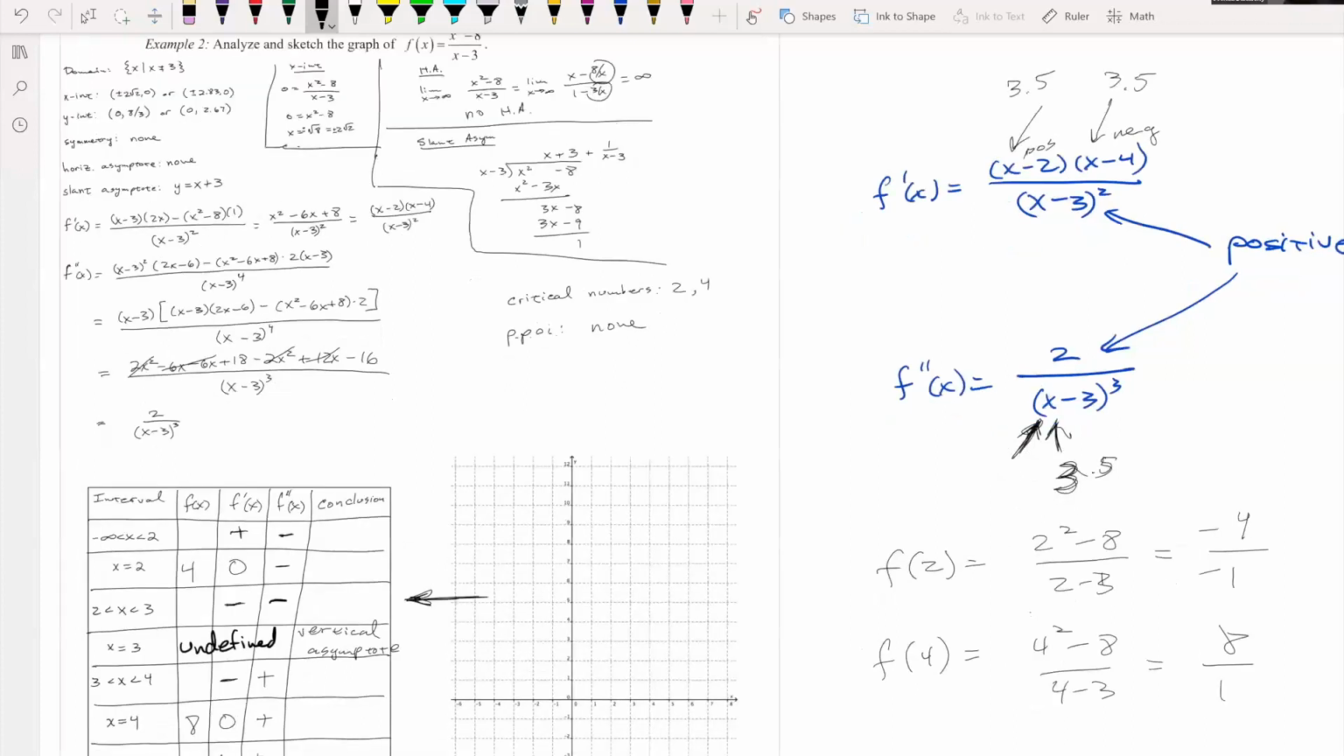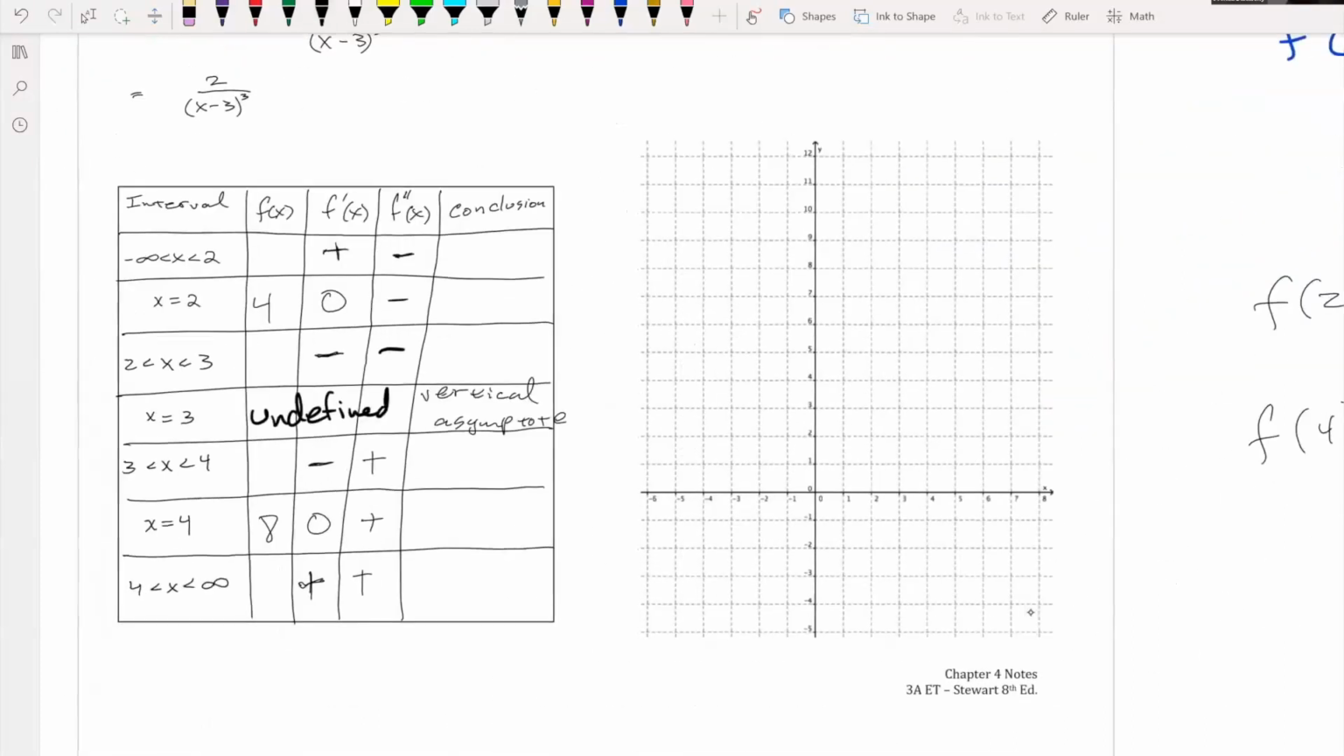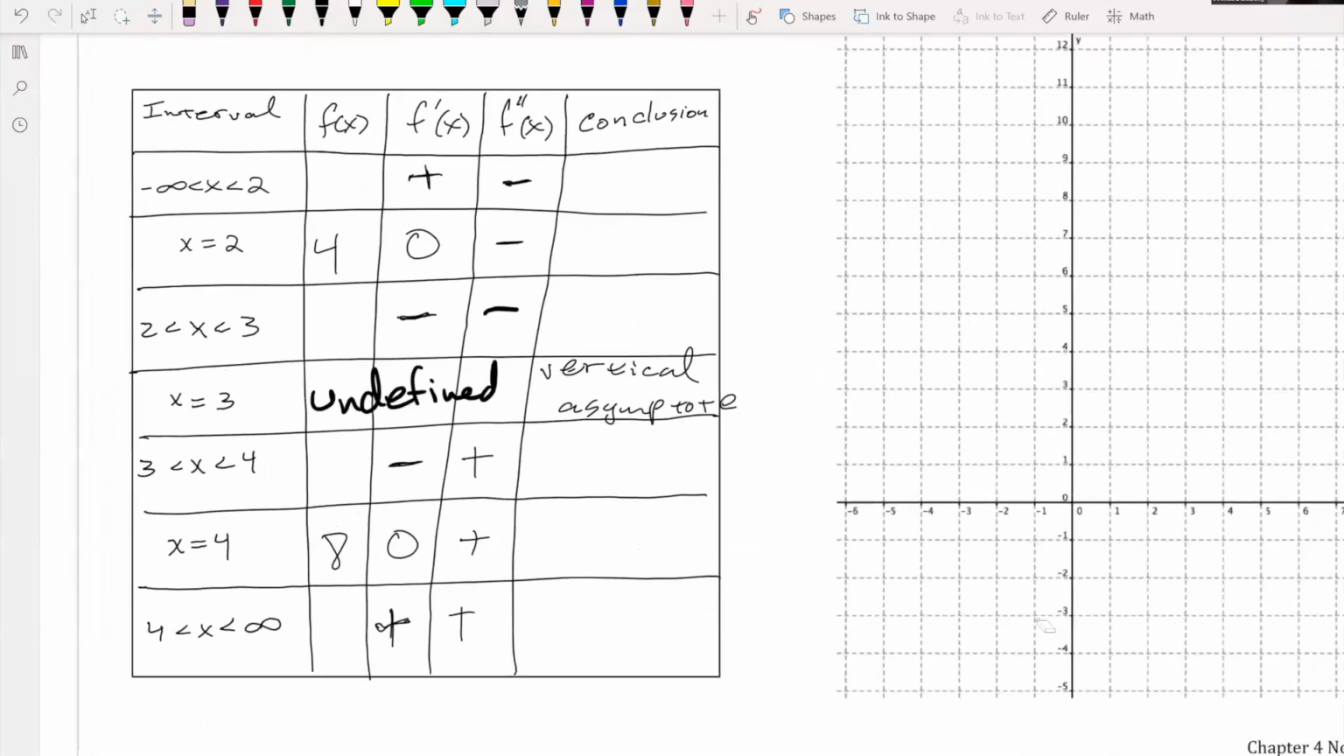Okay. So now if we come in and write all our conclusions, positive first derivative means increasing. Here we're decreasing. Here we're decreasing. Here we are increasing because of this positive here. Here we are concave down. Here we are concave down. Here we are concave up. Here we're concave up.